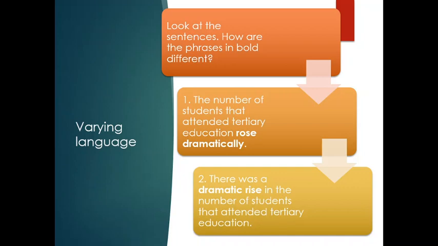So the first one, rose dramatically, we have a verb-adverb combination. Increased significantly is another example of a verb-adverb combination. Now, on the second one, we have dramatic rise. Dramatic rise. So, what do we have here? We have an adjective-noun combination. So, in this way, you will be able to vary your language.